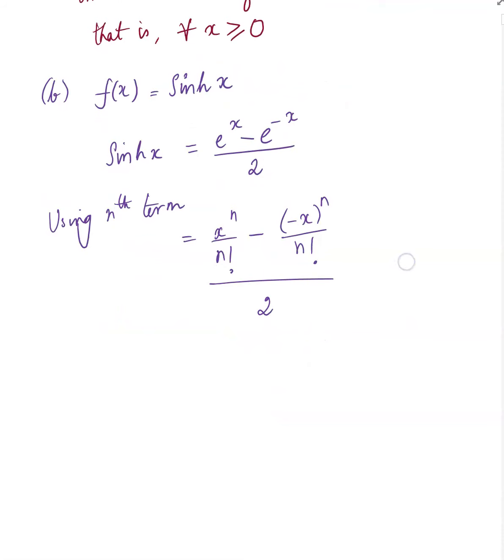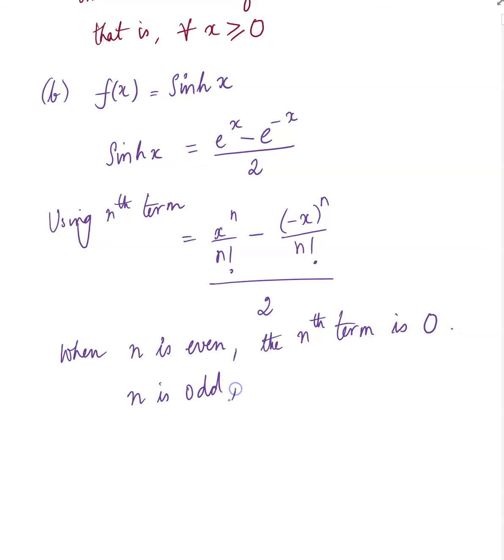So let me note that down, this observation that we've made. When n is even, the nth term is 0 because they cancel each other. When n is odd, you have 2x power n over n factorial.